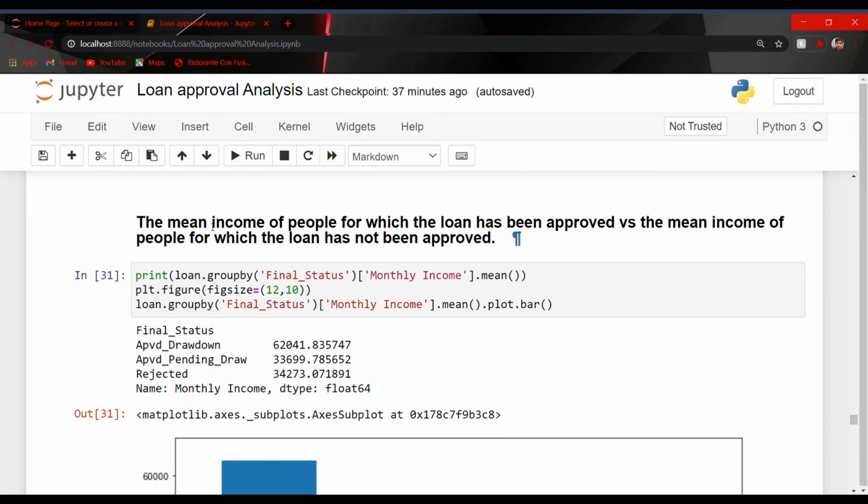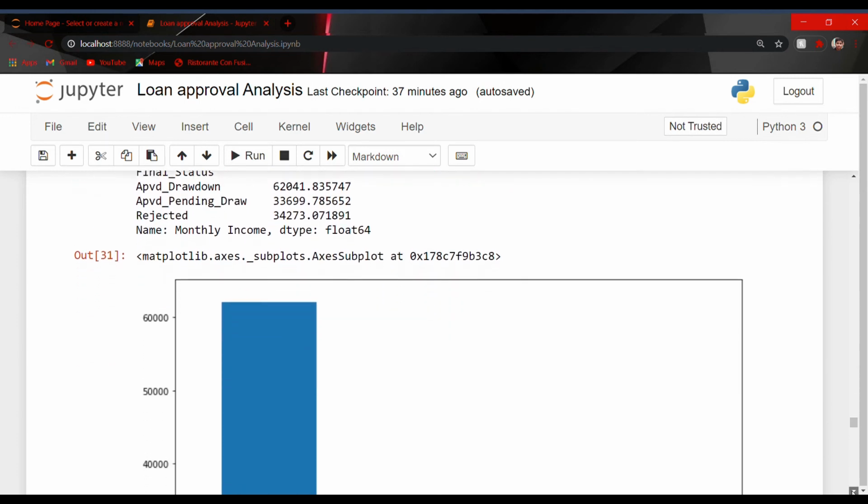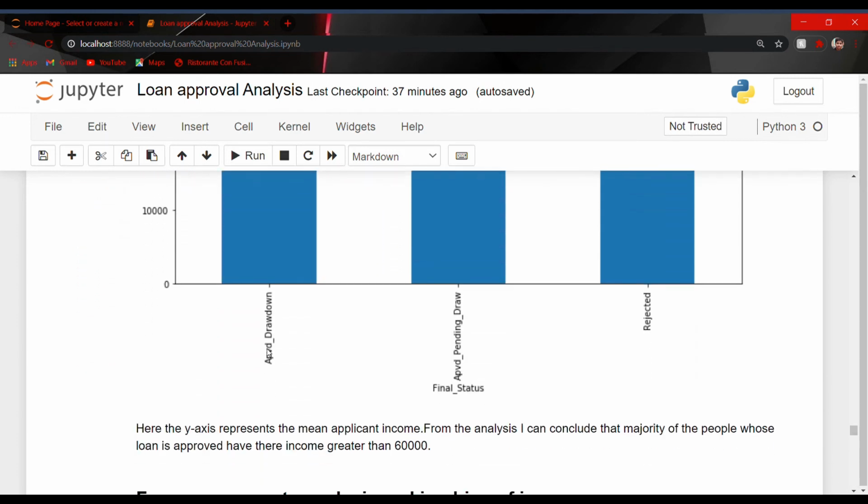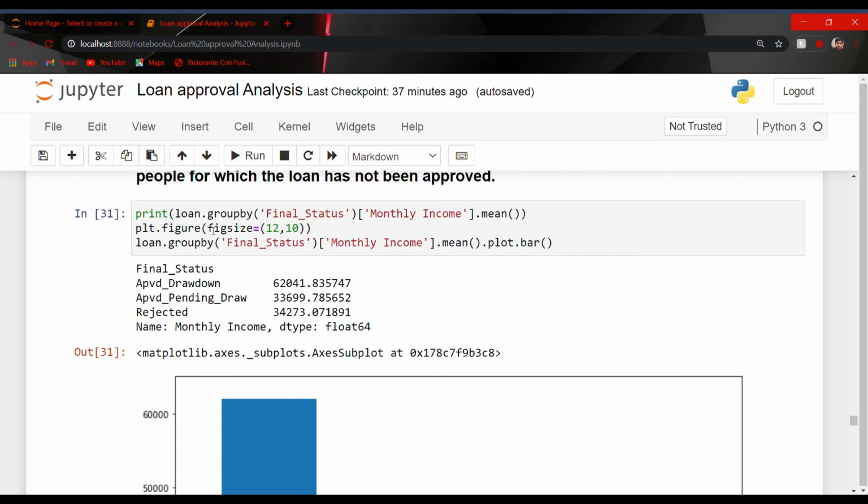Now, the mean income of the people for whom the loan has been approved versus the mean income of the people for whom the loan has not been approved, I've done this analysis here. As you can see, I have done the analysis on the basis of monthly income. So let's see this analysis.